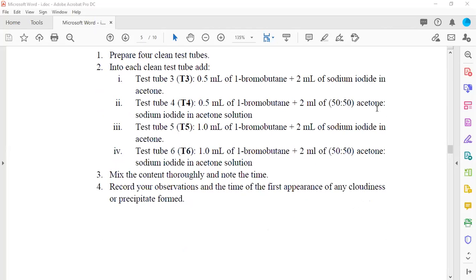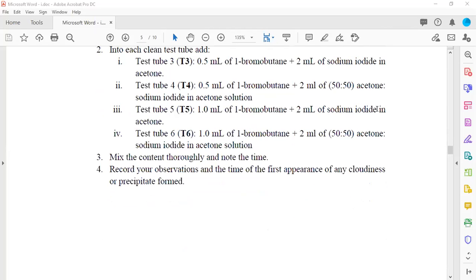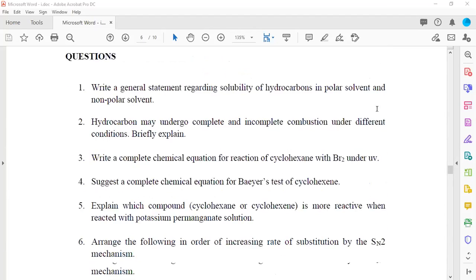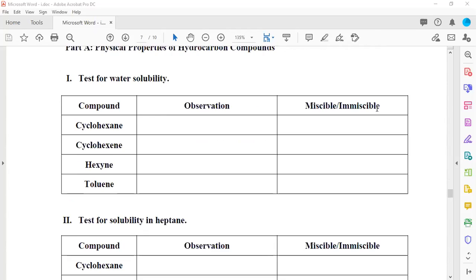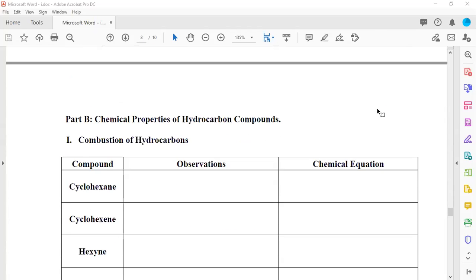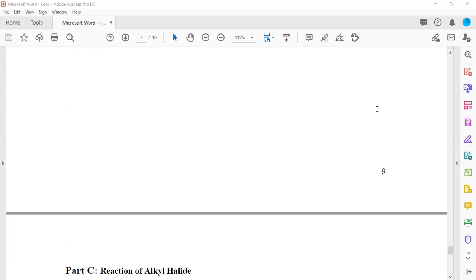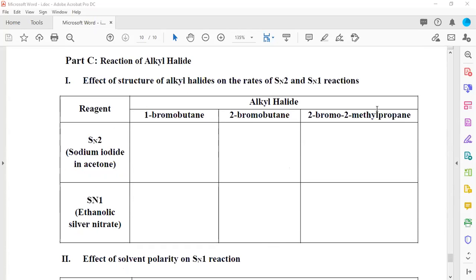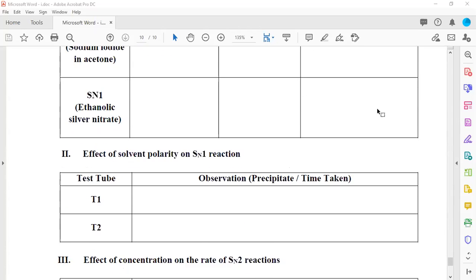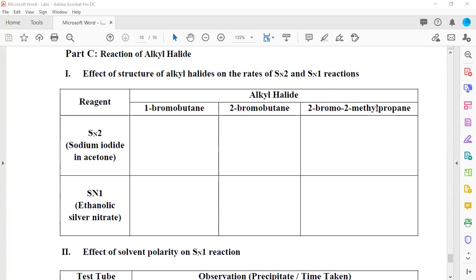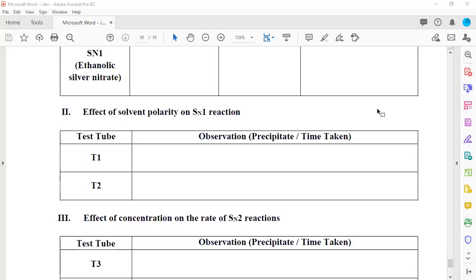which is alkyl halide. Roughly, I would like to explain to you what is the concept behind this experiment and what you should discuss as part of the manual yang korang dapat ni. Kalau kita tengok manual yang ada sekarang ni, reaction of alkyl halide, there are 3 tables that need to be filled up. The first one, effect of structure of alkyl halide. Second one is effect of solvent polarity. The third one is the effect of the concentration.